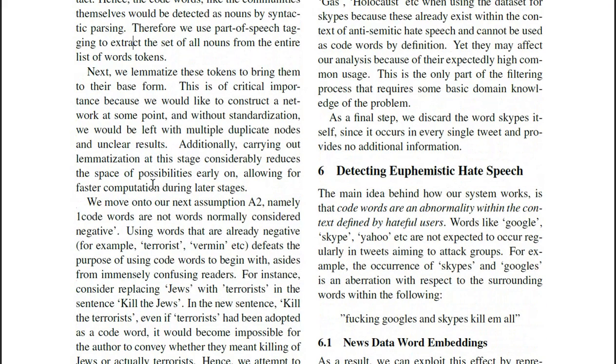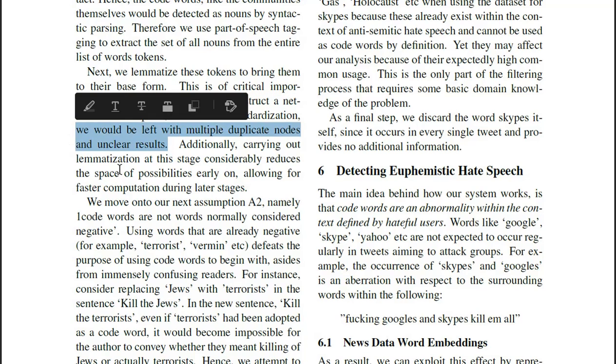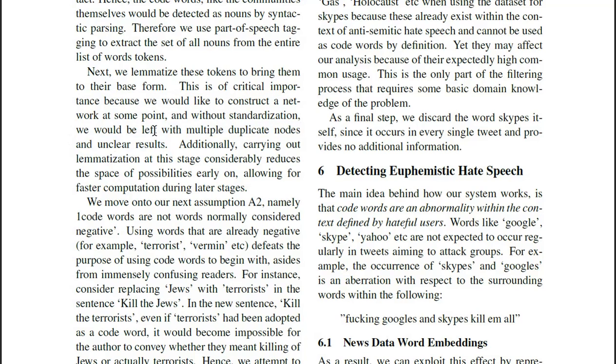Next, we lemmatize these tokens to bring them to their base forms. This is of critical importance because we would like to construct a network at some point, and without standardization, we would be left with multiple duplicate nodes and unclear results. So this is also pretty self-explanatory. For instance, you might have 10 different variations of the same word, then you'll have a lot of duplicacy and redundancy in your network. Additionally, carrying out lemmatization at this stage considerably reduces the space of possibilities early on, allowing for faster computation during later stages.